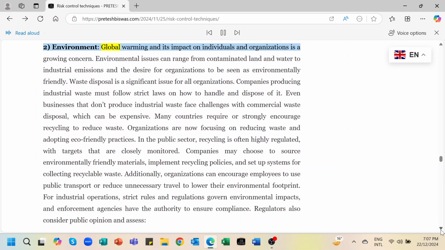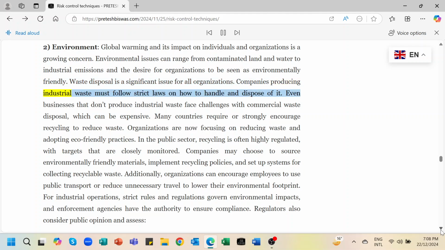2. Environment. Global warming and its impact on individuals and organizations is a growing concern. Environmental issues can range from contaminated land and water to industrial emissions and the desire for organizations to be seen as environmentally friendly. Waste disposal is a significant issue for all organizations.